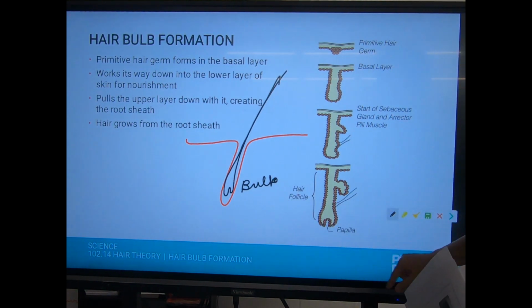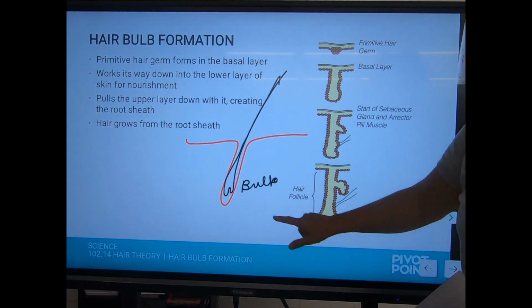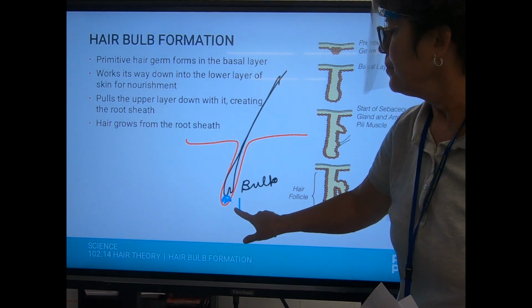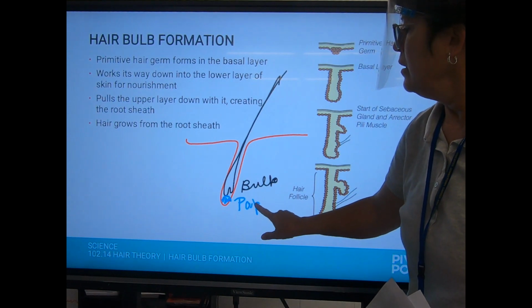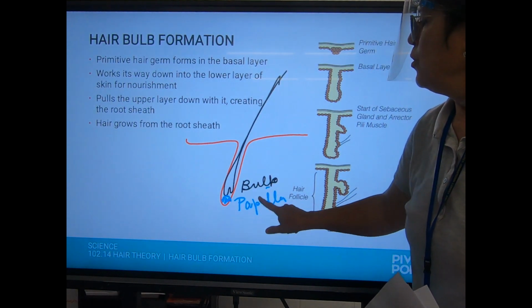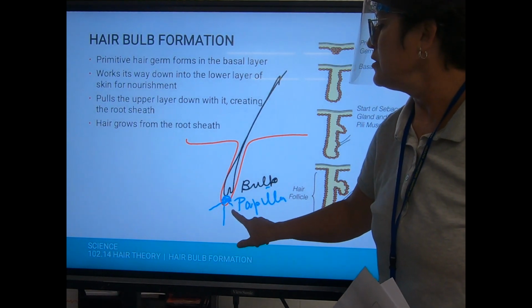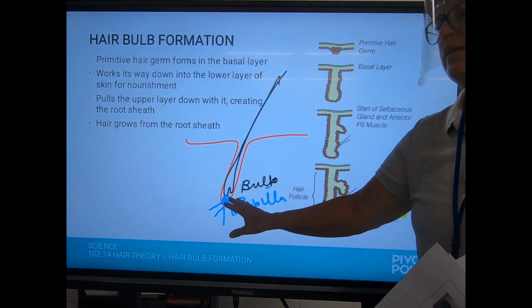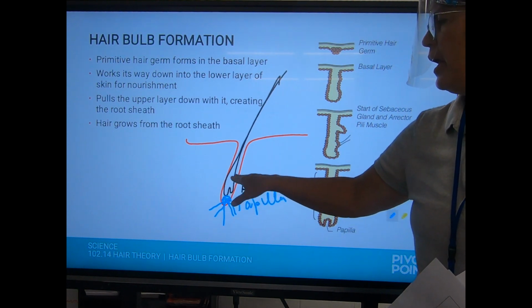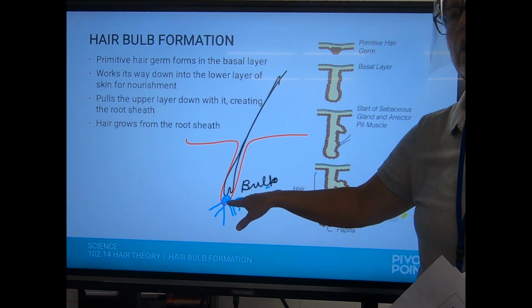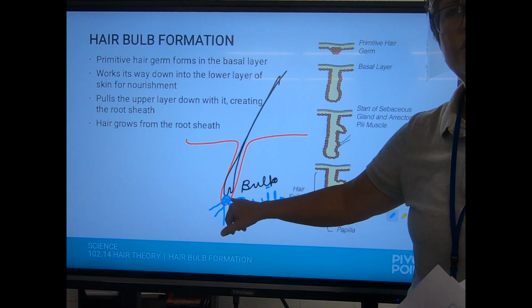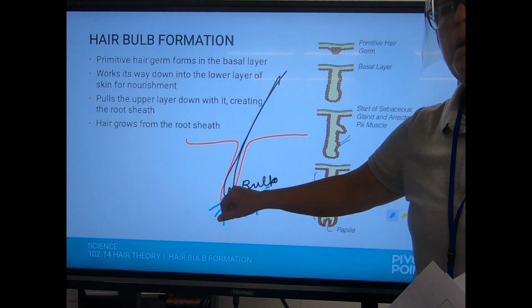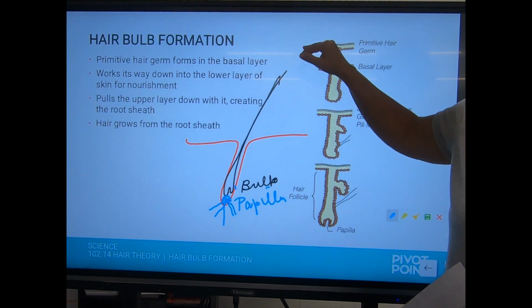And below that is an area called the papilla. Now the papilla has all kinds of blood vessels and capillaries coming to it. So the blood is supplying the hair bulb with food, causing the hair to grow from there. Okay, these cells are alive in the bulb, but then they die as they move up.